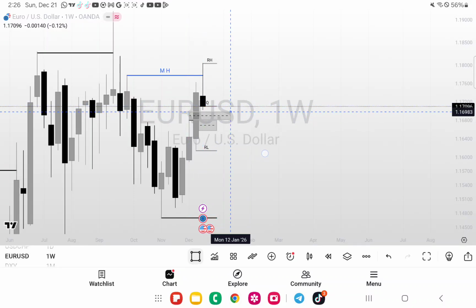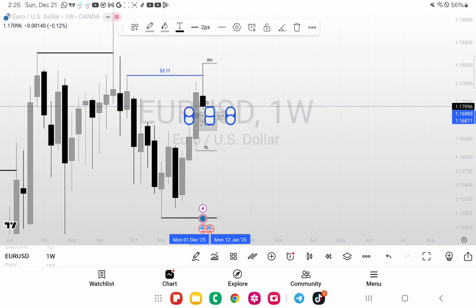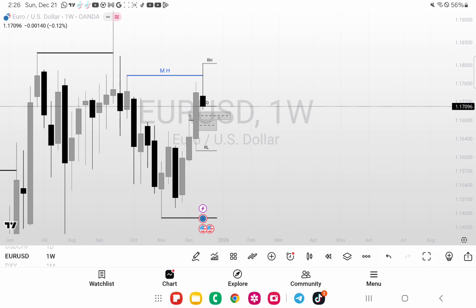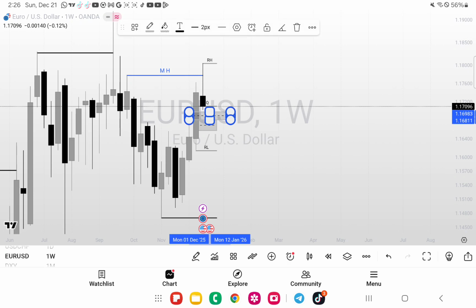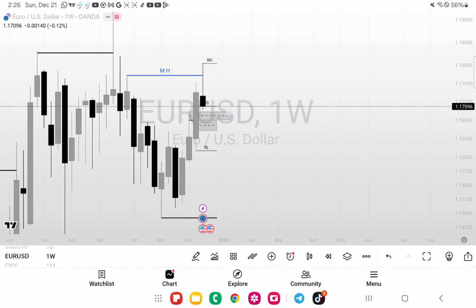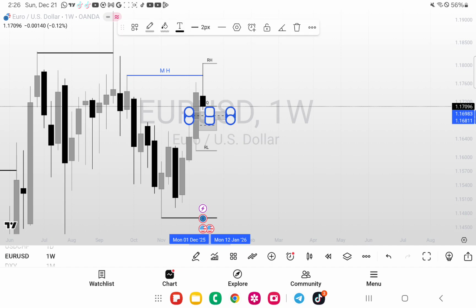We are seeing a CRT forming here, but we should not just focus only on that. We should also put in mind that the trend is bullish. So this is our internal range liquidity. You understand? So price can still use this internal range liquidity and continue to buy, and price can still break it and sell, respecting this CRT.